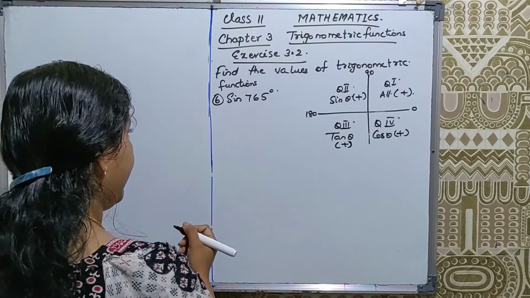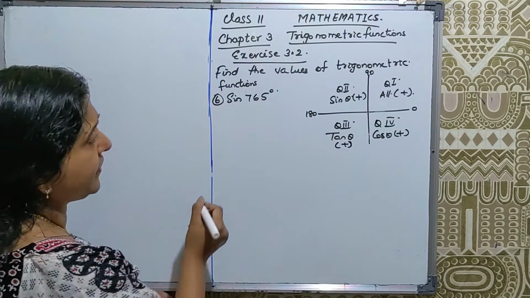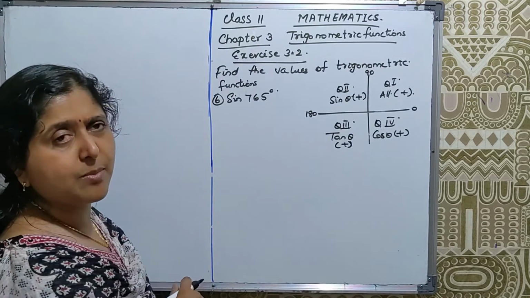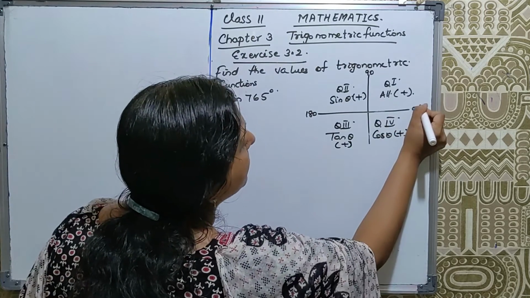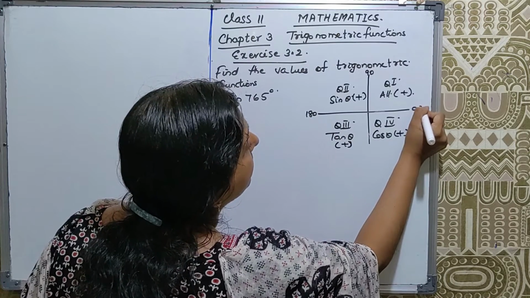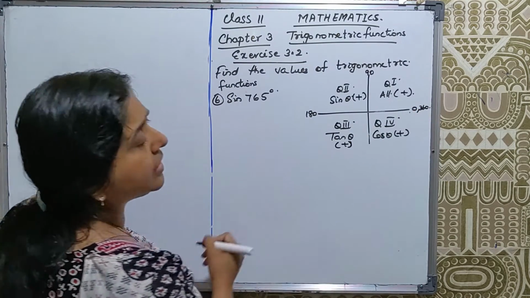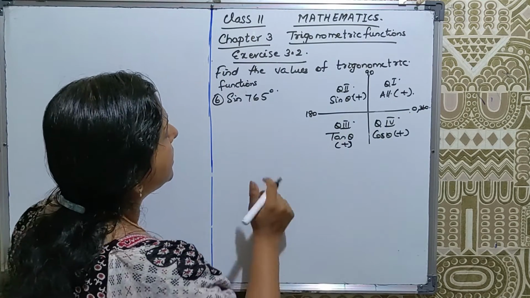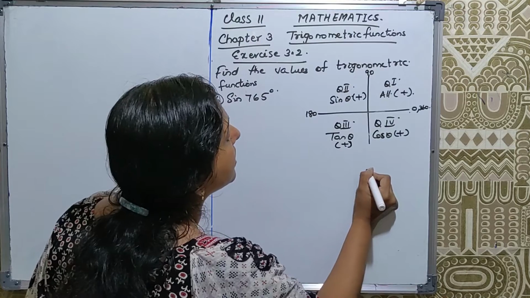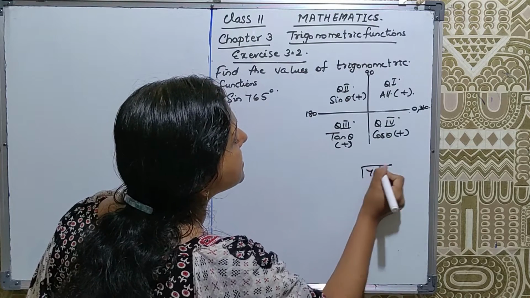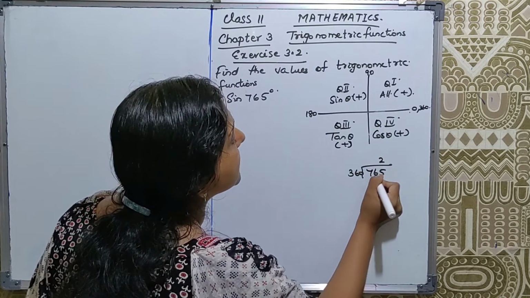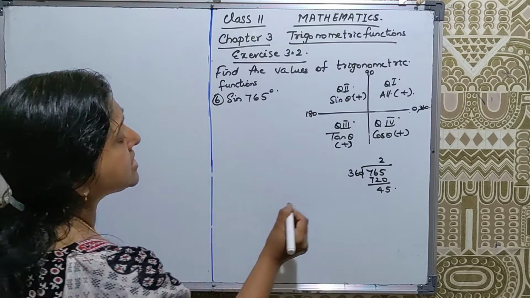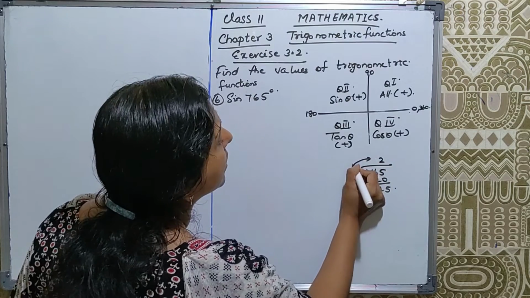Now it is sine 765. 765 we can relate it with 720. 720 is a multiple of 360. So any multiple of 360 will be at the origin, at the point 0 only. That means in the starting point only. So here sine 765, I will divide 765 by 360. 360 into 2 is 720. Remaining will be 45.